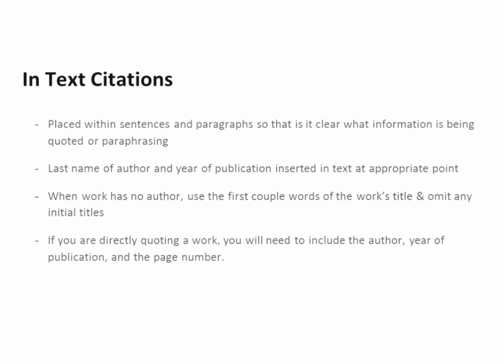The last name of the author and the year of publication is going to be inserted in text at the appropriate point. One thing with APA is you actually have some flexibility about how you're going to put in that information, but you always need to make sure you have the author and year in there. If a work has no author, you'll use the first couple words of the work's title and omit any initial titles. If you are directly quoting a work, you will need to include the author, year of publication, and the page number.